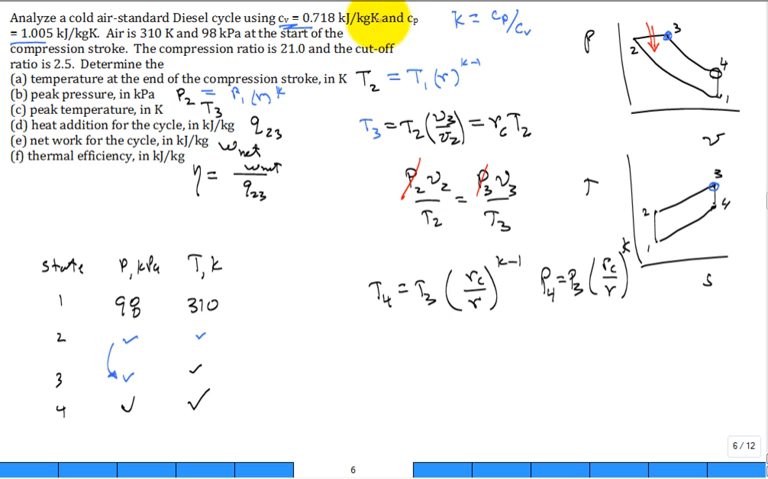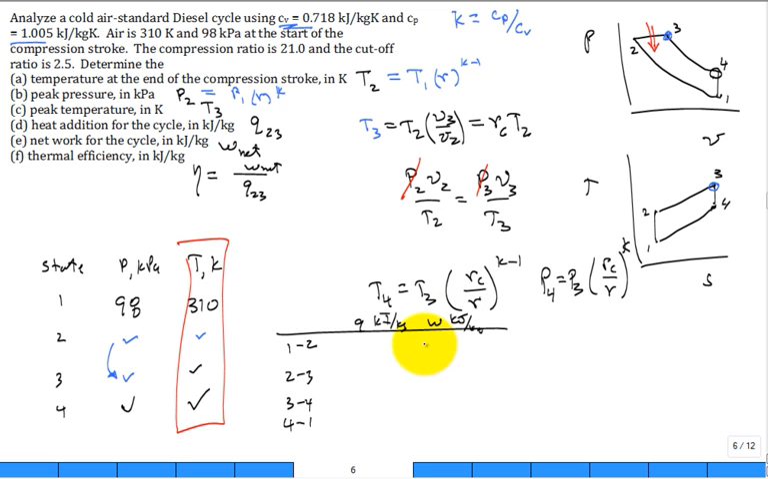What you really want are these temperatures, because once you have the temperatures, you can use them to analyze each of the heat and work transfers during the processes. So for process 1 to 2, 2 to 3, 3 to 4, 4 to 1, I want to calculate the Q in kilojoules per kilogram and the work in kilojoules per kilogram. First things first, let's identify which ones are 0, right?